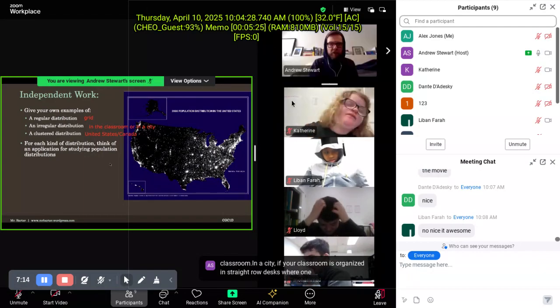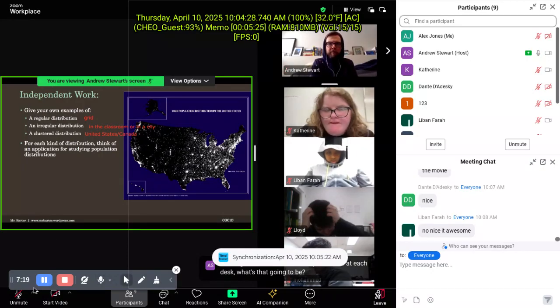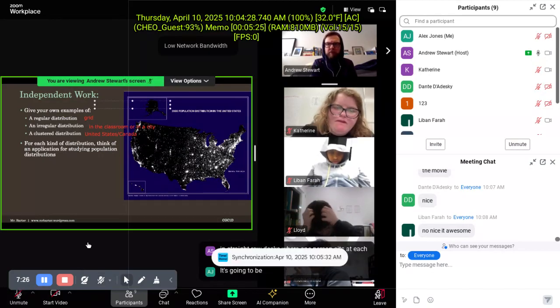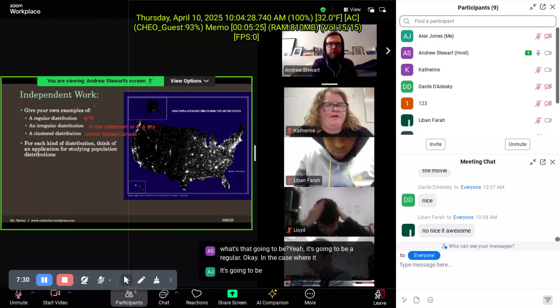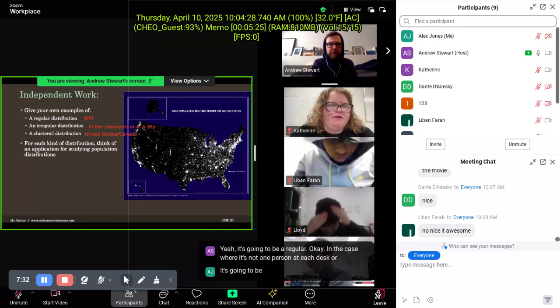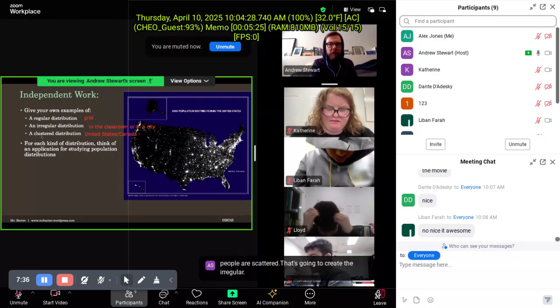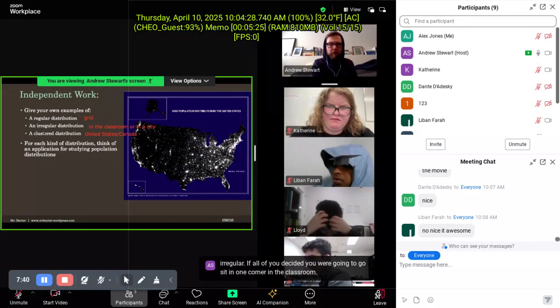So, in a classroom, if your classroom is organized in straight rows of desks where one person sits at each desk, what's that going to be? It's going to be a regular distribution. But in the case where it's not one person at each desk or where people are scattered, that's going to create the irregular. If all of you decided you were going to go sit in one corner of the classroom, it'd be a cluster.